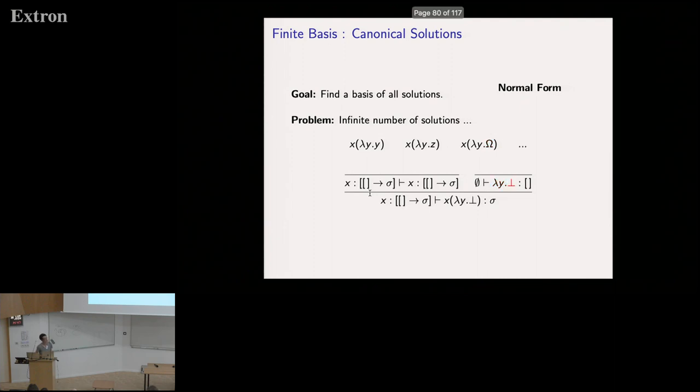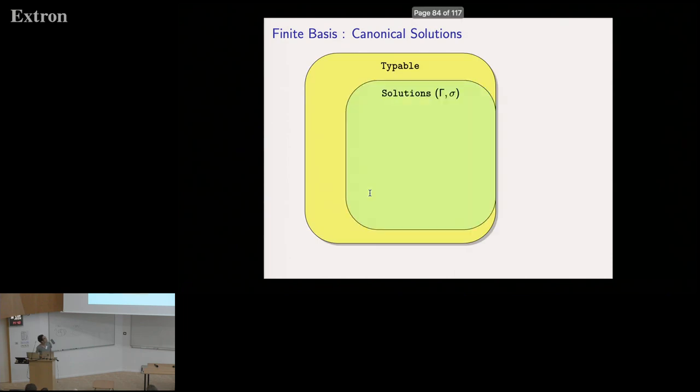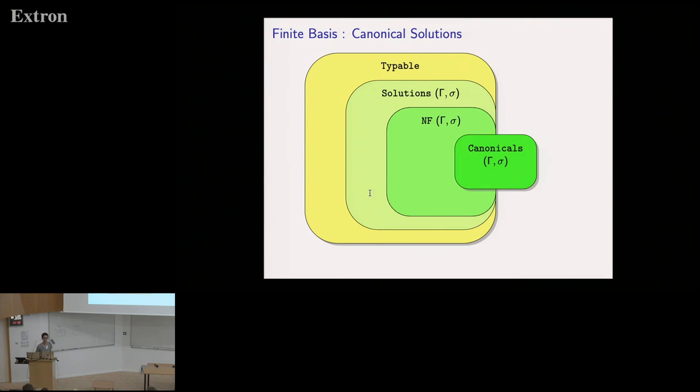So we add a little something. We introduce a new constant called untact, which will be used to canonically represent the solutions, the empty intersection solution. And by doing both the normal form driven by the type derivation and the untyped constant, we do something like this. We take the set of typeable terms, we reduce it to the solutions, to the normal form, and then we form something which we call the canonical solution.